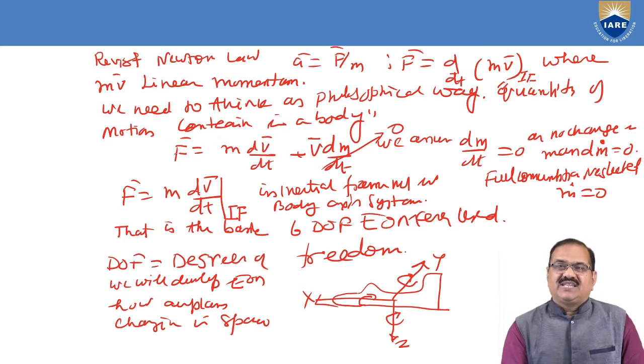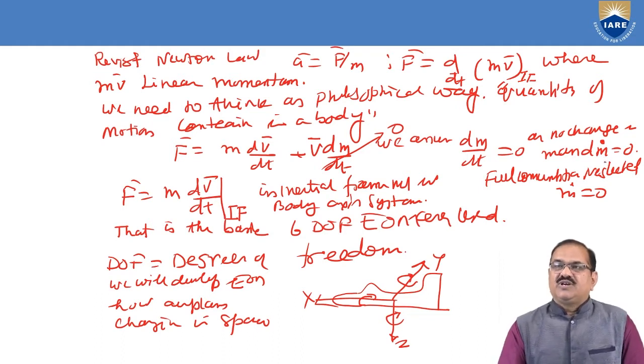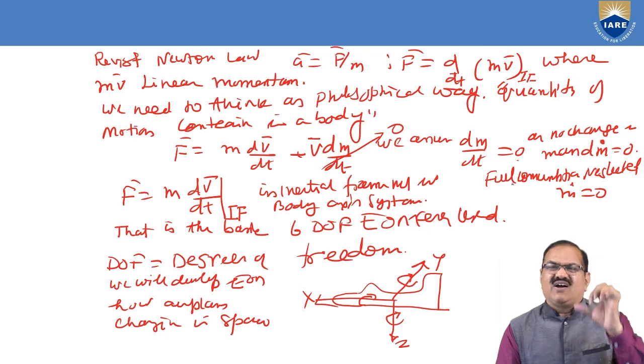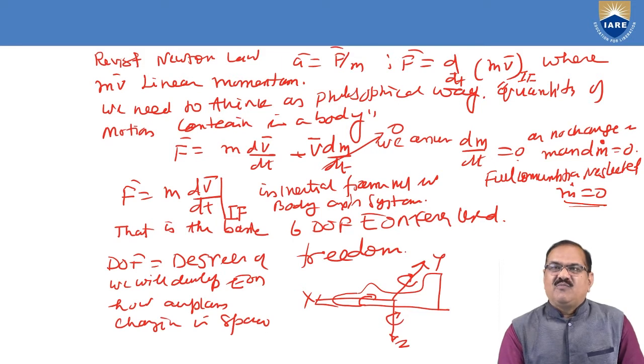So if you take that F is equal to m dv by dt plus v dm by dt, this dm by dt is the rate of change of mass. We assume dm by dt is equal to 0 as there is no change in mass, that is m dot is equal to 0. Here we assume that fuel consumption is negligible, over a very short instant of time, a fraction of a second, so the consumption of fuel is constant. So m dot is equal to 0, and this second parameter we have made 0.